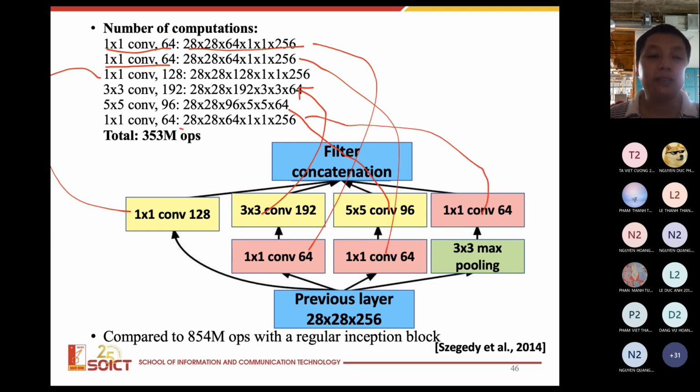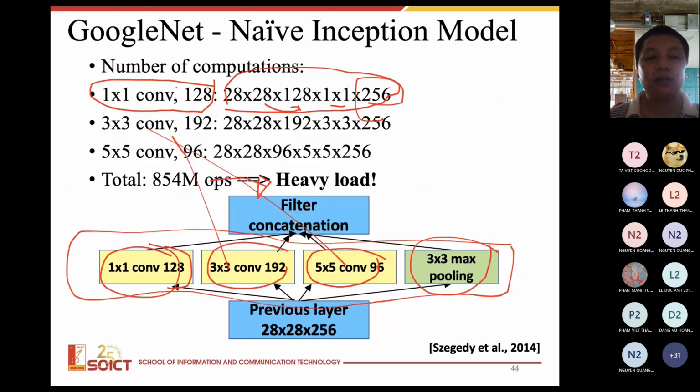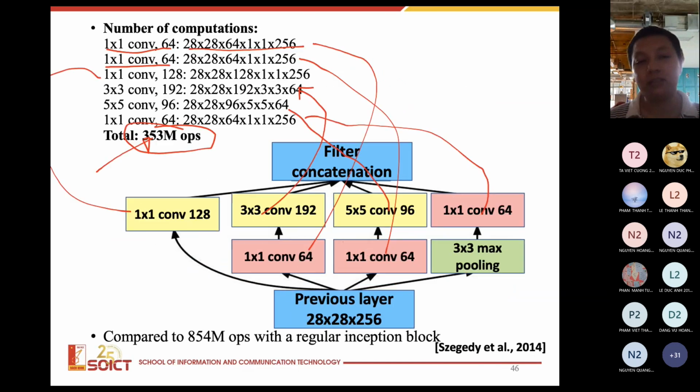And now you see that we have a very big reduction in the number of computations. Here this inception block consists of just 353 million operations. In the naive case, how many do we have? 854 million. So this is a big reduction in the number of operations.